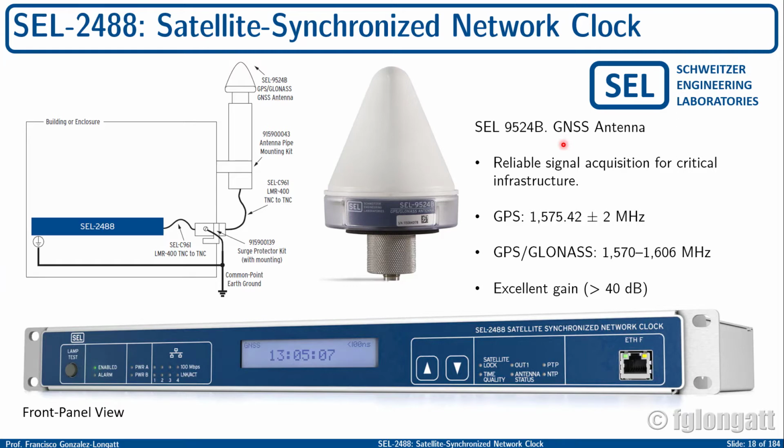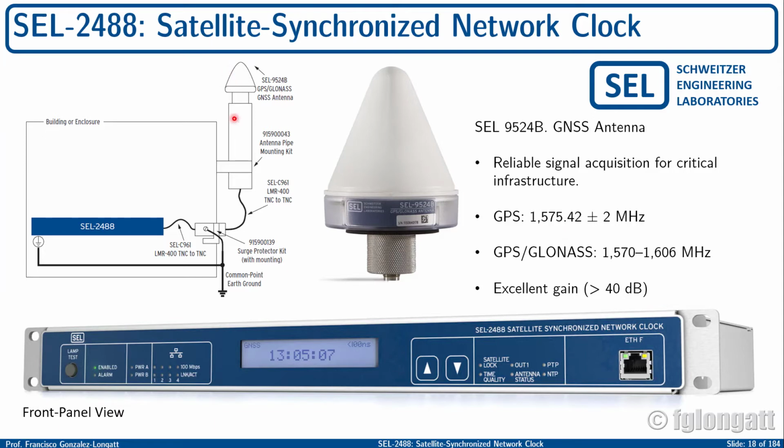For instance, if you are taking measurements using GPS signal, in this case, the antenna will receive signals around 1575 megahertz, or if you are using GLONASS, you are going in between 1570 and 1606. Okay, this is the basic explanation.